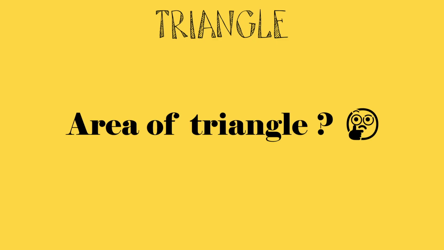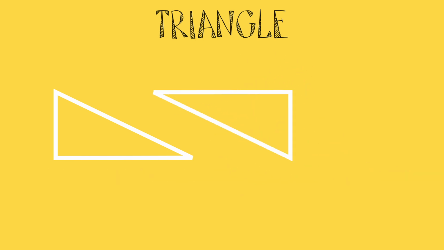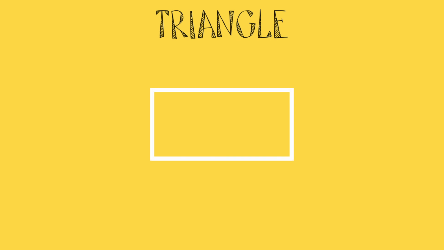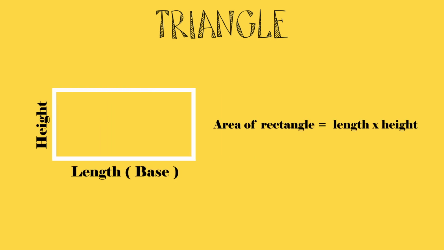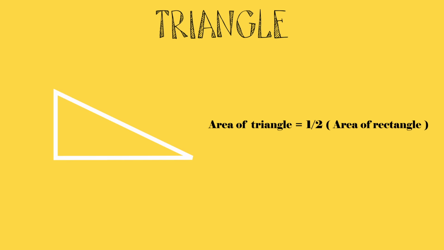Now let's find its area. Imagine we have 2 right-angled triangles that are similar to each other, just like these on the screen. Now watch this. What happens when we place one triangle over the other in just the right way? They come together to form a perfect rectangle. The area of this rectangle is simply the product of its length and height. Since we use 2 triangles to make this rectangle, each triangle's area is exactly half of the rectangle's area.